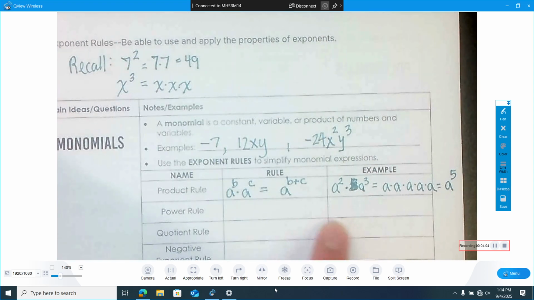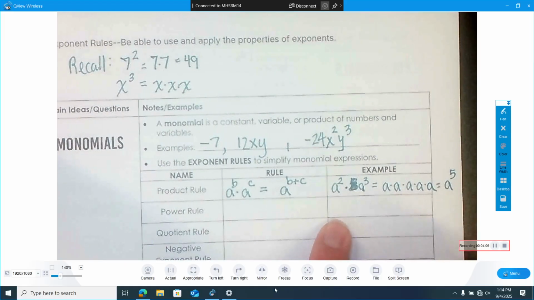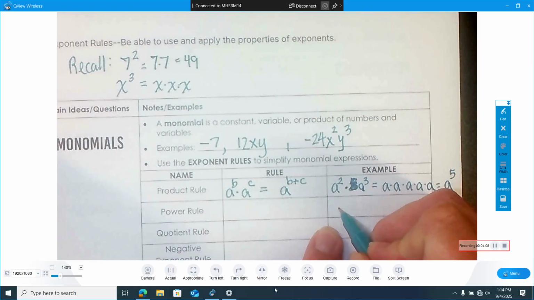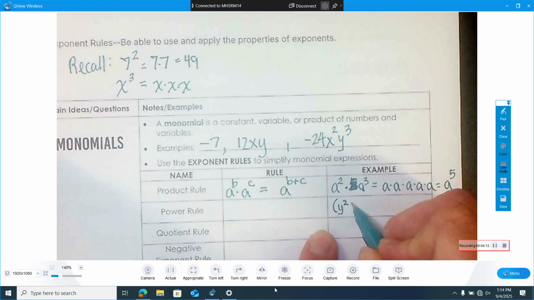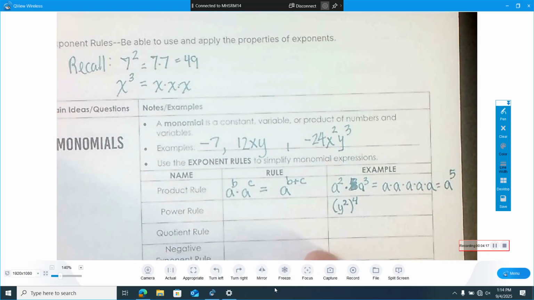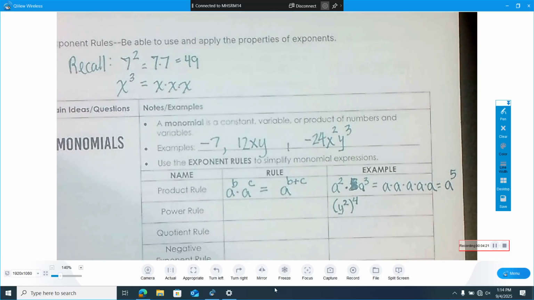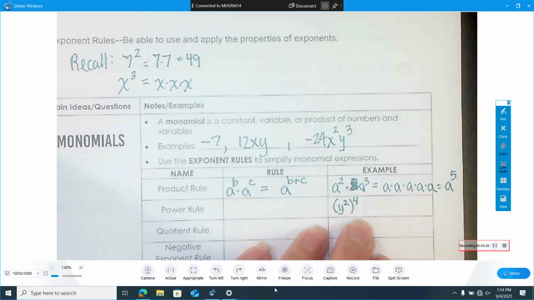All right. We have the power rule next. And again, I like to look at examples. Maybe I have like y squared to the fourth power. This is what I like to call a power raised to a power. So it's a power, but then it's also got another power on it. What do you get there? Y to the eighth, good.